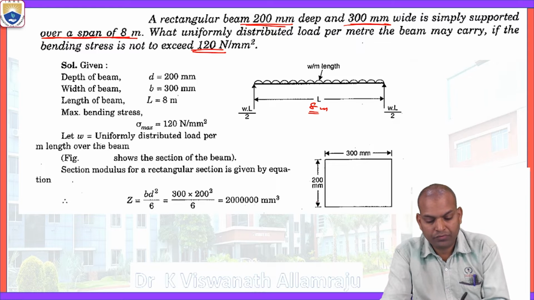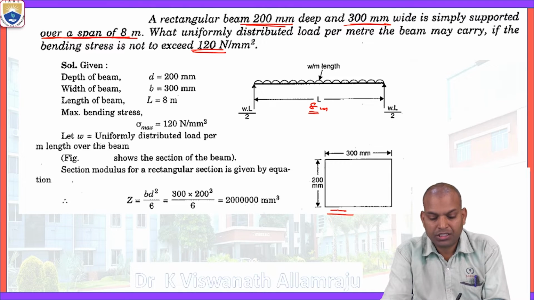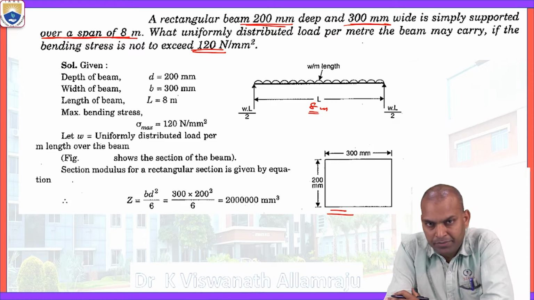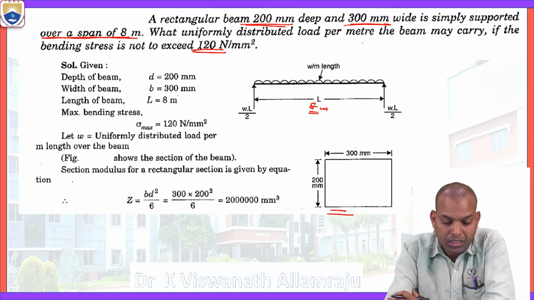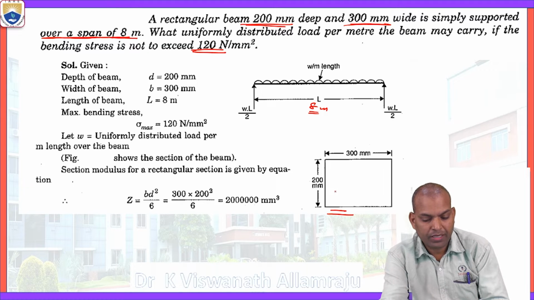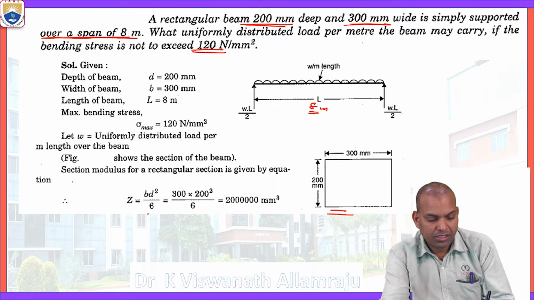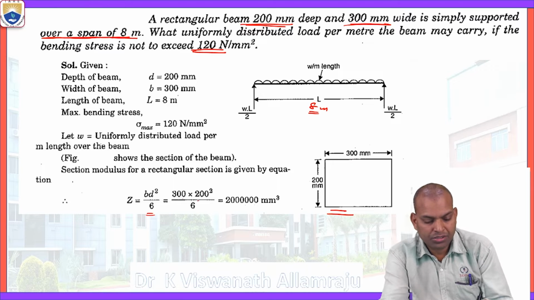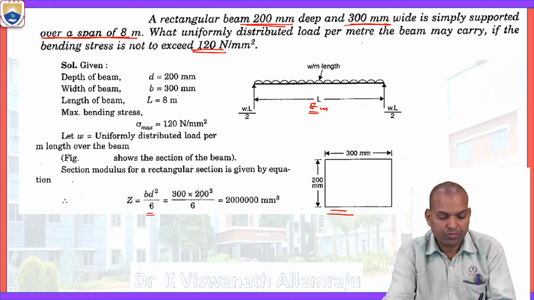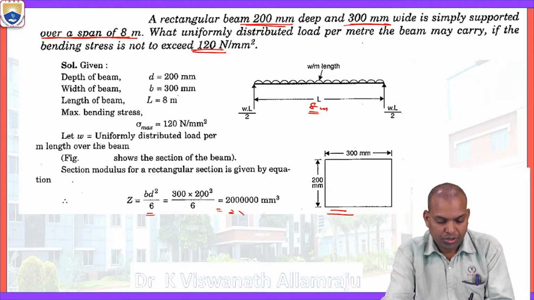Now Z equal to, for this section, this figure indicates the section of the beam. The section of the beam is rectangular, that is 200 millimeters deep and 300 millimeters wide. For a rectangular section, it is BD square by 6. Here B is 300 millimeters, D equal to 200 millimeters. After substituting in the section modulus, that is BD square by 6, that is 2 into 10 power 6 cubic millimeters.